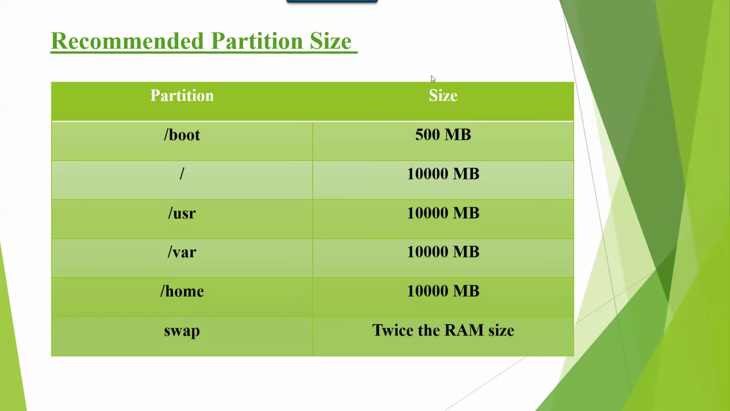So forward slash and swap are the compulsory partitions in Linux. Forward slash is compulsory because it is the parent directory. And swap is compulsory in order to increase the performance of RAM. How to install the operating system, I will show in tomorrow's session. I'll show with CentOS. CentOS is also from Red Hat only, right? So I'll show with CentOS.